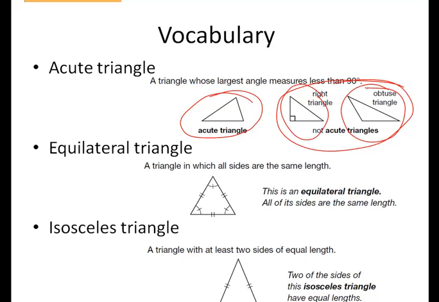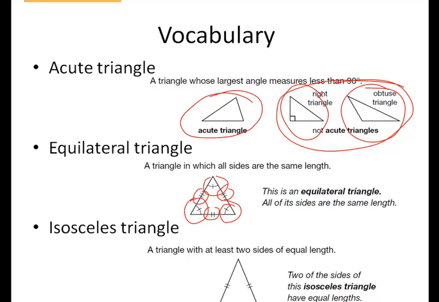It's more than 90. An equilateral triangle has all three sides the same, and the way we know that is you'll see how they do these little special markings, how they all match up. That means these same sides are identical and all these same angles are identical. That's called an equilateral triangle.